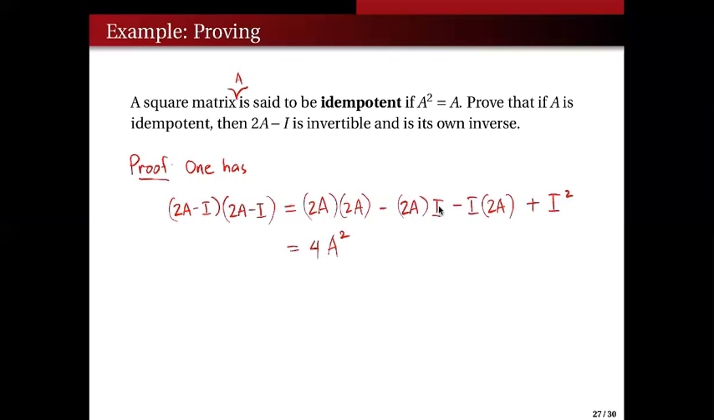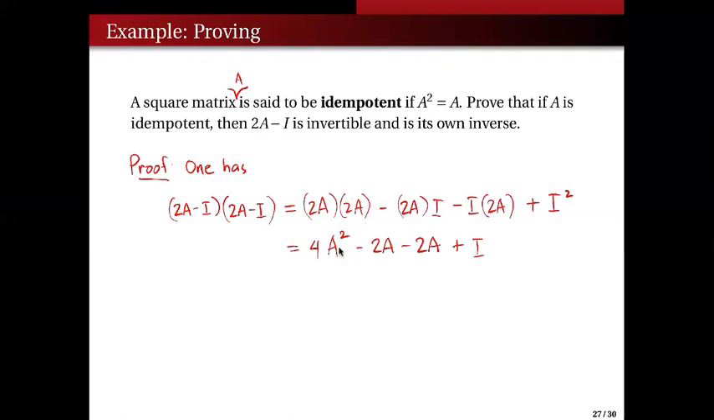2A times I is just 2A, correct? You have a matrix, you multiply it by the identity matrix, of the necessary size, and you will get the matrix back. So this is minus 2A. Here you have the identity multiplied to 2A again, so same, we will have minus 2A plus I squared. You multiply I with itself, you'll just get I. So you will have here I.